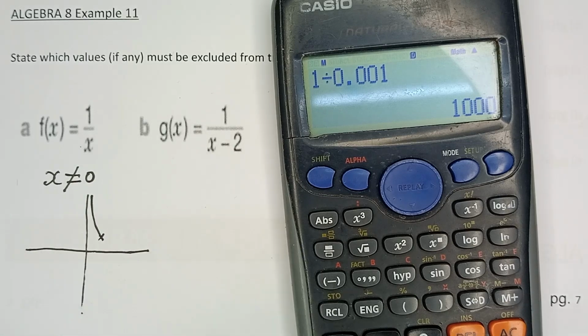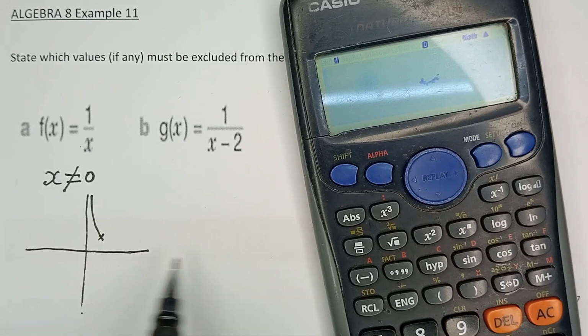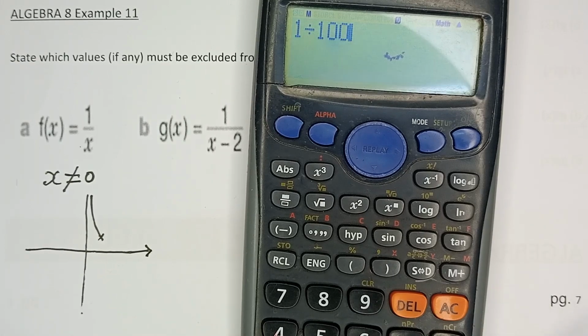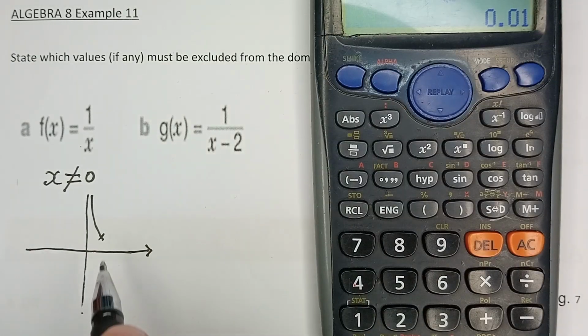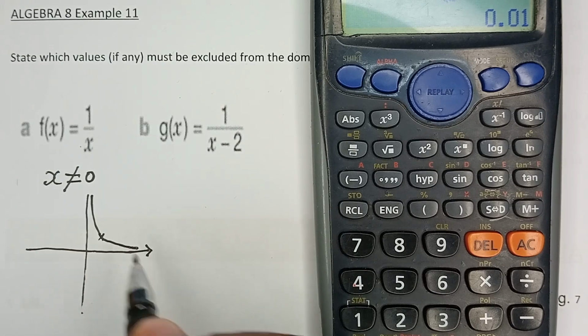At the same time, if we have 1 divided by a very big value of x, let's say even 10 or even 100, a very big value of x going this way, because x moves this way positively, 1 divided by, let's say, 100, we're going to have 0.01, such a very small number, but not equal to 0. So you'll have a graph that looks like this one.